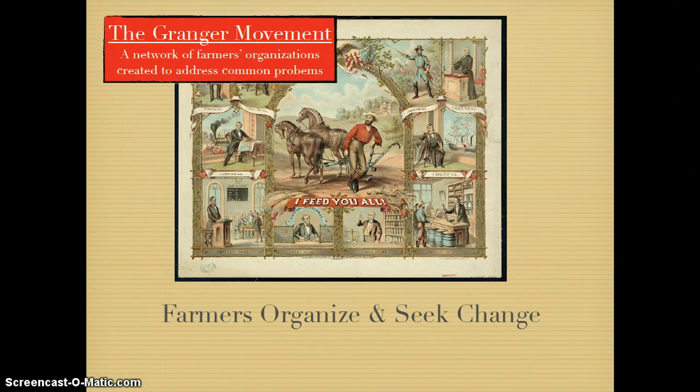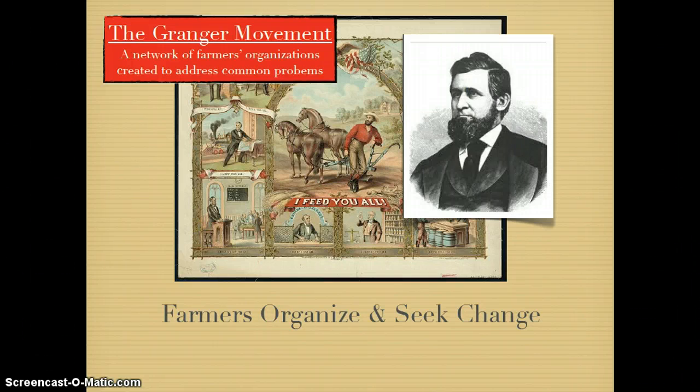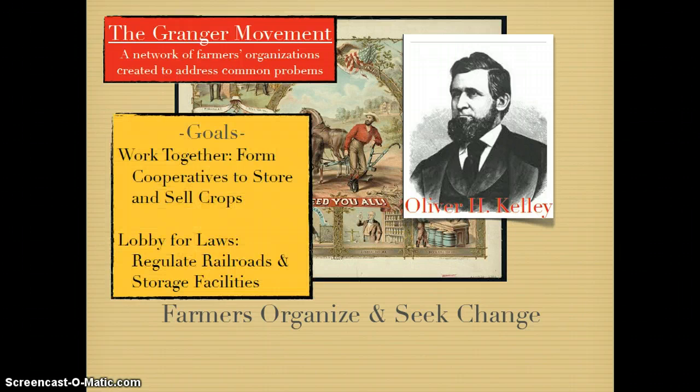Essentially, the Granger Movement was a network of farmers' organizations created to address the common problems that they were having. It was initially organized by a man by the name of Oliver H. Kelly in 1867, and what came to be known as the Grange attracted over 1 million members. Ultimately, the goal of the Grange was to provide education on new farming techniques and call for government regulation of railroads and warehouses. They found some success in the states of Illinois, Wisconsin, and Minnesota, which created laws that set a maximum on rates for shipping and for grain storage.